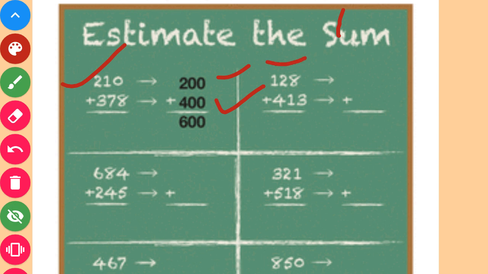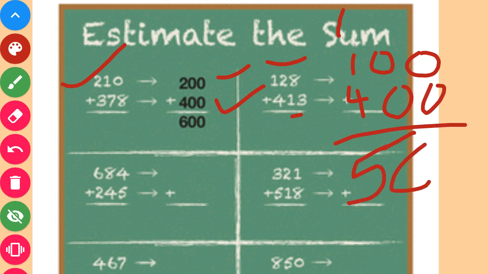Now let us see this question. 128. So which number will we see? We will look at the number at tens place. Which number is there at tens place? 2 is there. 2 is less than 5. So this number will be rounded down. That means 100. 413. Again the number at tens place is 1. This number is less than 5. So this will become 400. Now 100 plus 400 will give us 500. Okay.